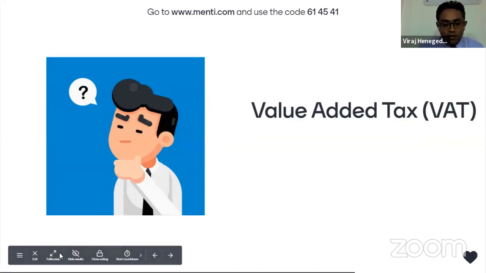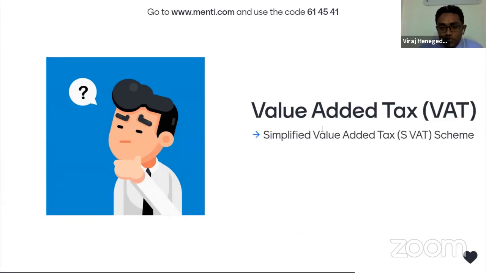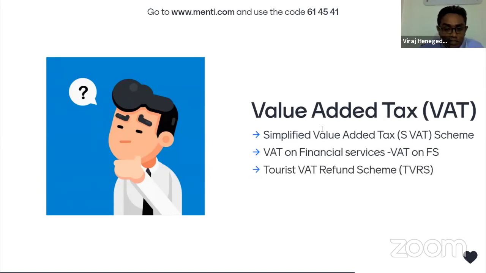Right. We'll move to the next part. You can see that up to now we have discussed value-added tax, how we calculated, and all the calculations also we did. Now I am going to discuss with you what is meant by the SVAT scheme, what is VAT on financial services, that is VAT on FS, and the tourist VAT refund scheme. Those are the three things we need to discuss. Again, you need to understand what is meant by SVAT. I'll just explain it to you.